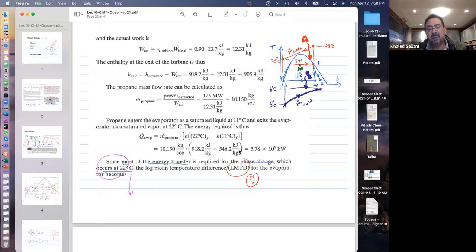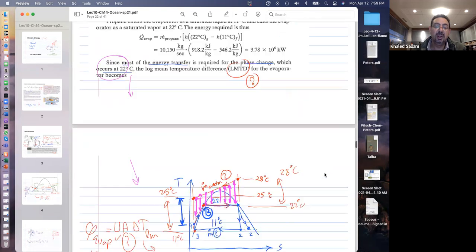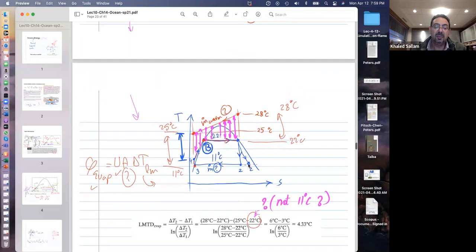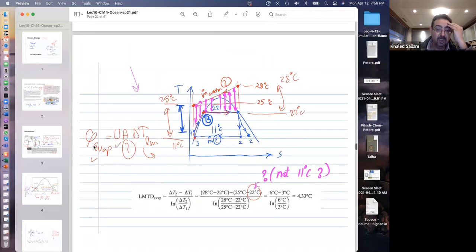So we can use this to calculate m dot. We can also use it to figure out what's the area of the heat exchanger. Because the Q, those 3 megawatt, is UA delta T. UA delta T. All right? And again, what delta T should we use? Delta T logarithmic. This minus this.